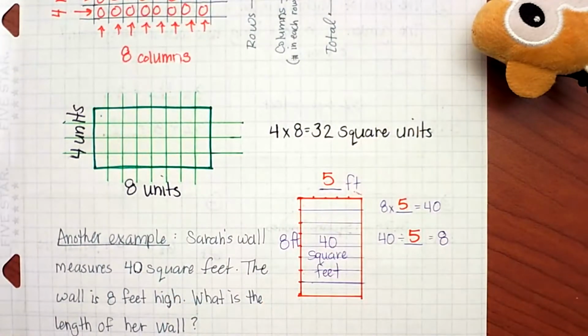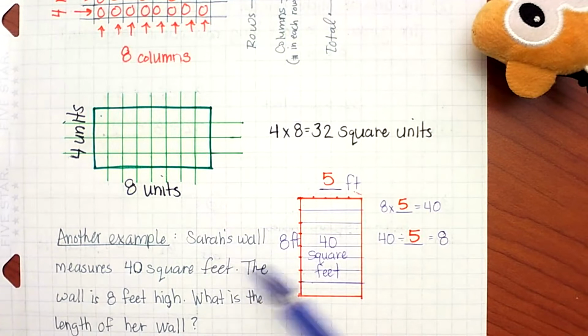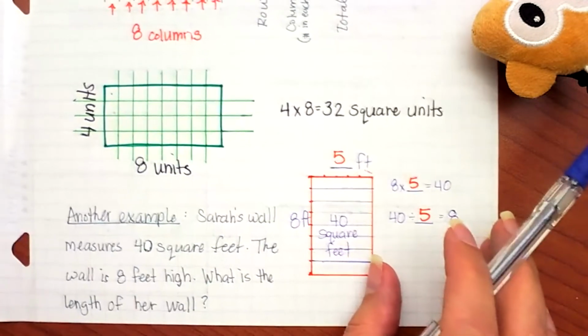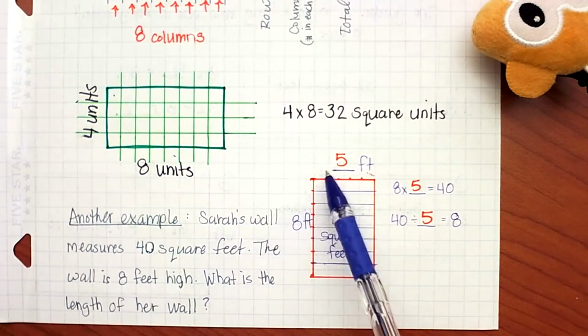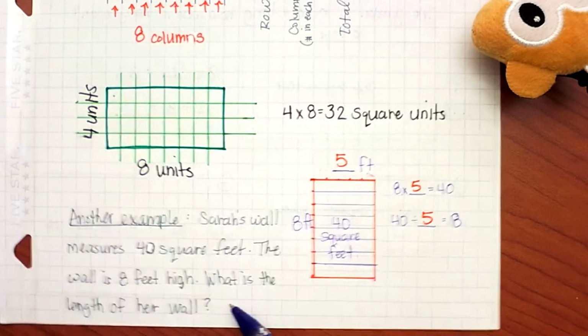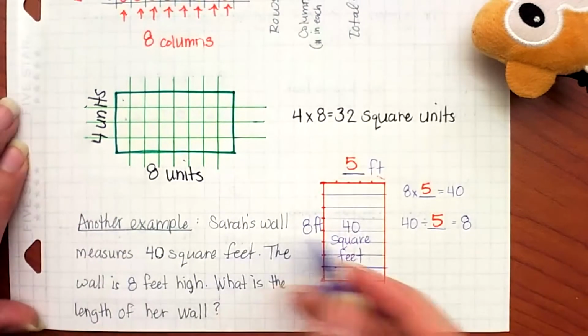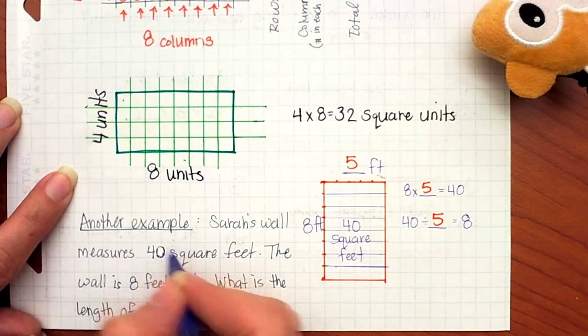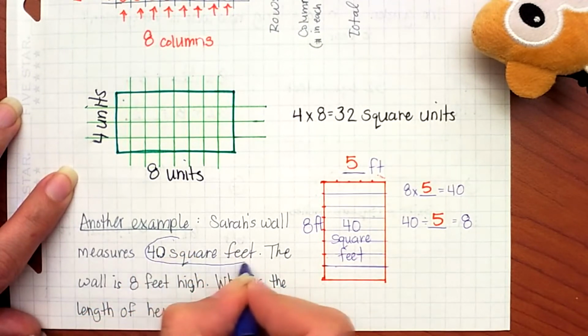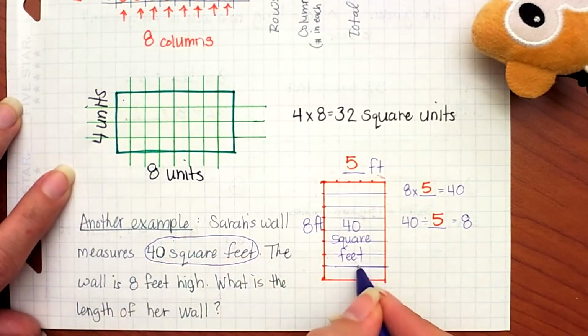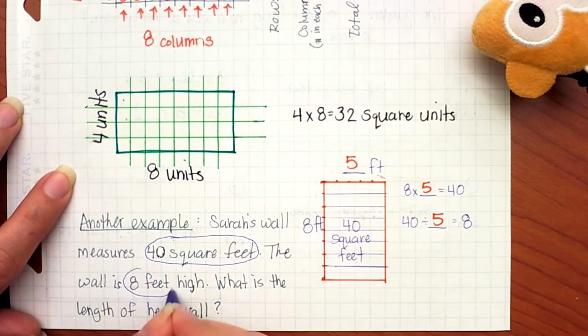Now, if we have another example, we said Sarah's wall measures 40 square feet. The wall is 8 feet high. What is the length of her wall? So over here, let's annotate what we know. Her wall is 40 square feet. So we know that's the area. It's 8 feet high.